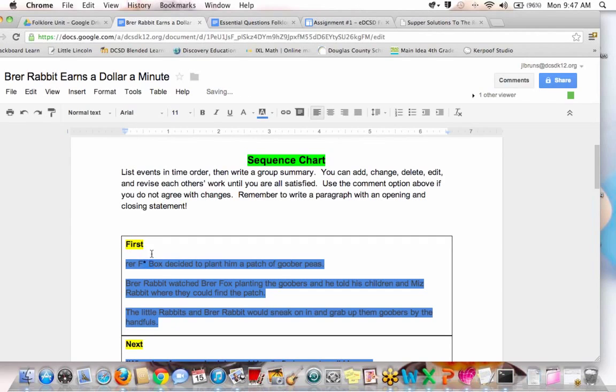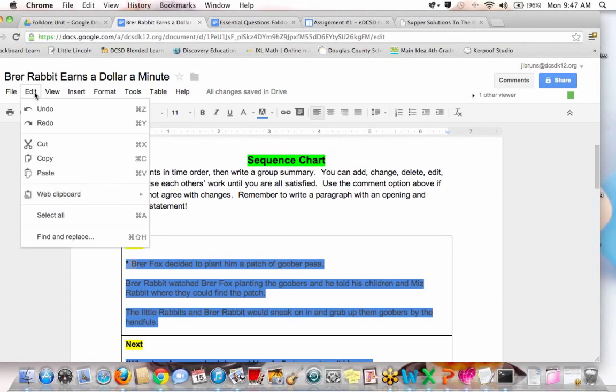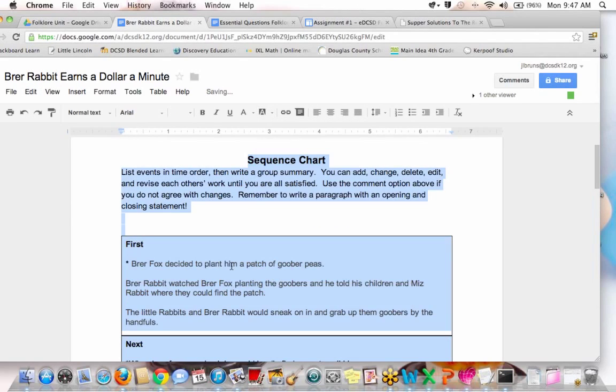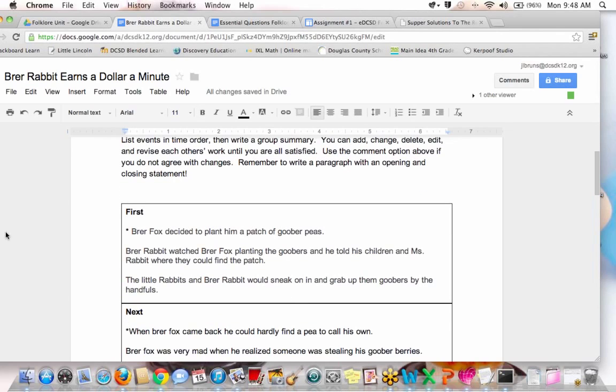Okay. So I want to take the color away from all of this because it makes it kind of hard to read, I think. So let's just take that away for now. All right, so we have Briar Fox, and he decided to plant some goober peas. We have Briar Rabbit. He watched Briar Fox. Okay, so the rabbit is watching the fox where he plants them, and he told Ms. Rabbit where they can find it. And then the little rabbits and Briar Rabbit would sneak up and grab all of these peas that the fox had planted by the handfuls.